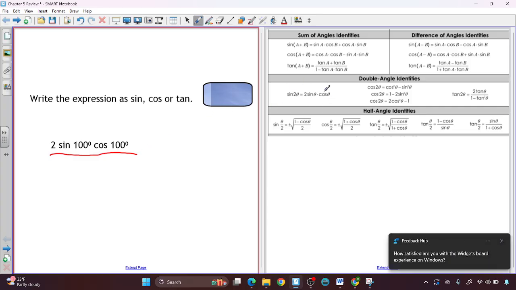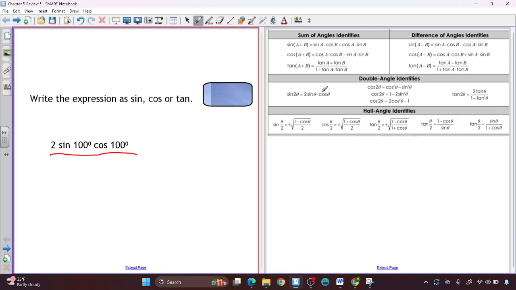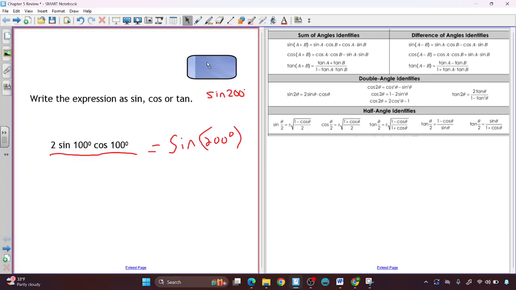So here I can kind of see it. There it is. So 2 sine of theta, cosine of theta. These are the formulas you'll be given. Everything that you're looking at here. So this basically equals sine of 200 degrees. Pretty much just like regurgitating that from a formula, looking until you find the formula that fits.